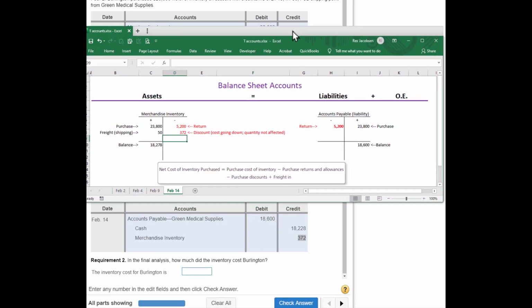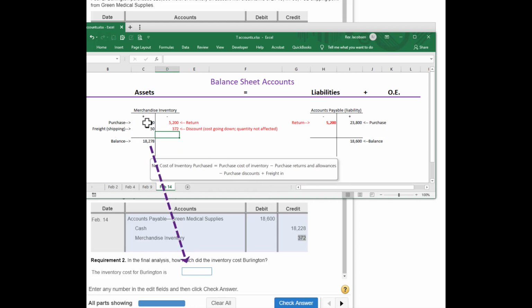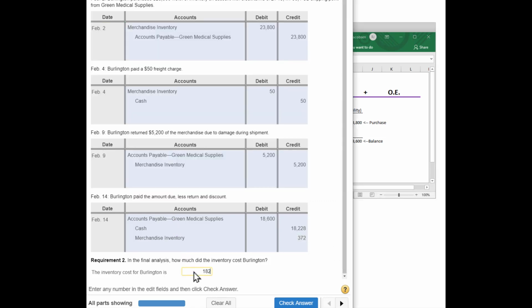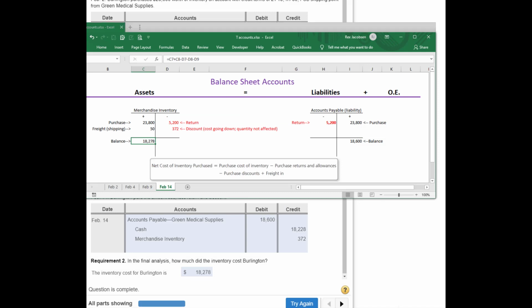So here's how you technically calculate the cost of inventory. The net cost of inventory purchase equals the purchase cost of inventory, which is $23,800, minus returns and allowances, minus the $5,200 return, minus a purchase discount, so minus 372, plus freight in, which is also called shipping. So these two minus these two gives us a balance of 18,278. So that's it. And if you really want to be a completist and complete this exactly, you would post this 18,600 on the left side of AP to give us a balance of zero.